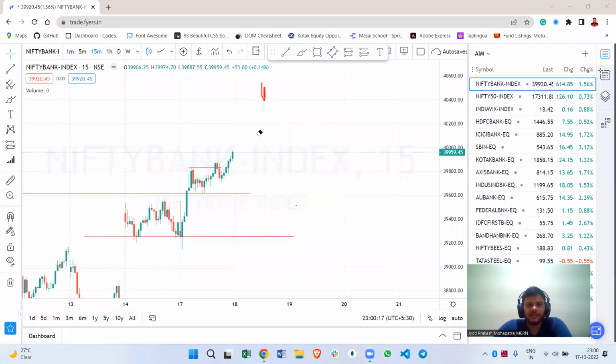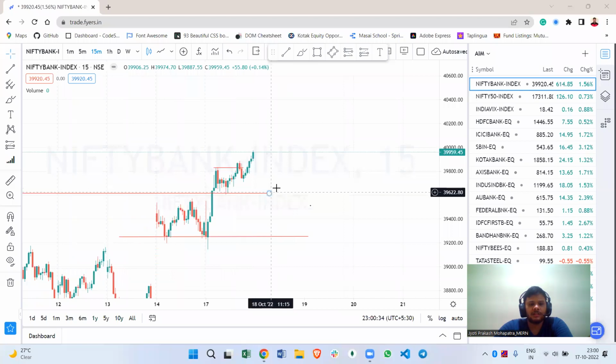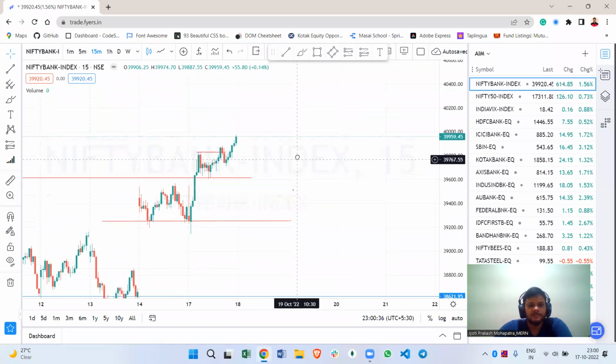Okay. And if it sustains after opening with a gap of around 40,500 or 40,400, then you're going to find an opportunity for buying, and our target will be a smaller target, 600 to 700 points above 40,000.